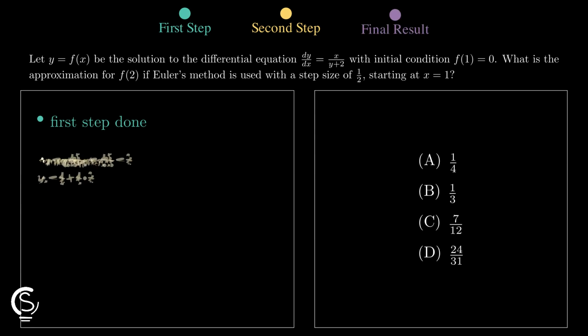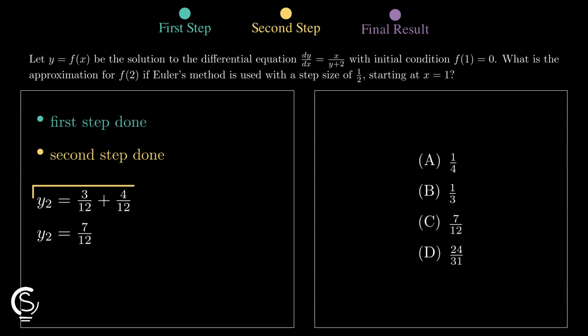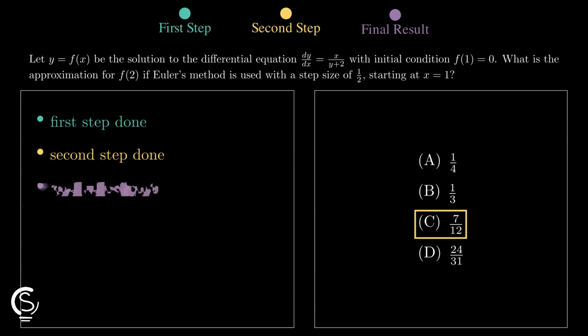Finally, add 1/4 and 1/3. Finding a common denominator of 12 gives us 7/12, which matches our target option perfectly.